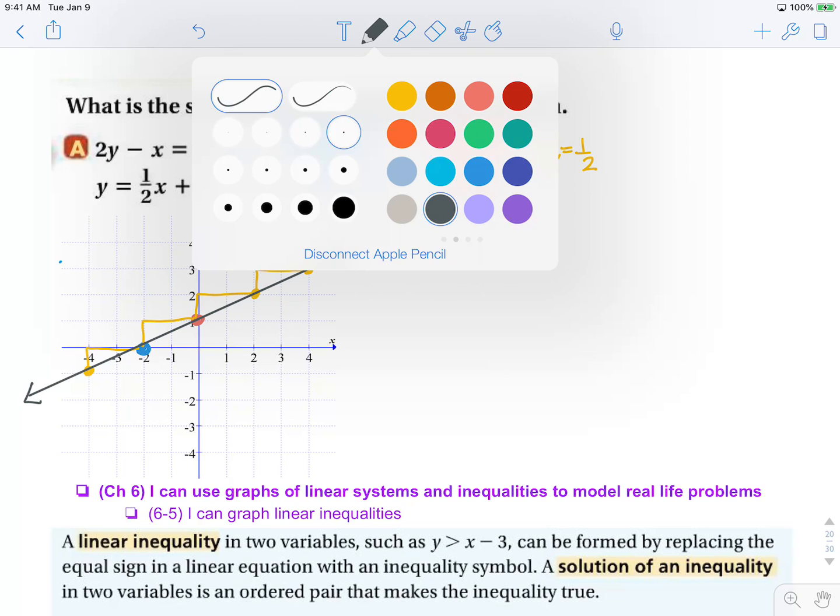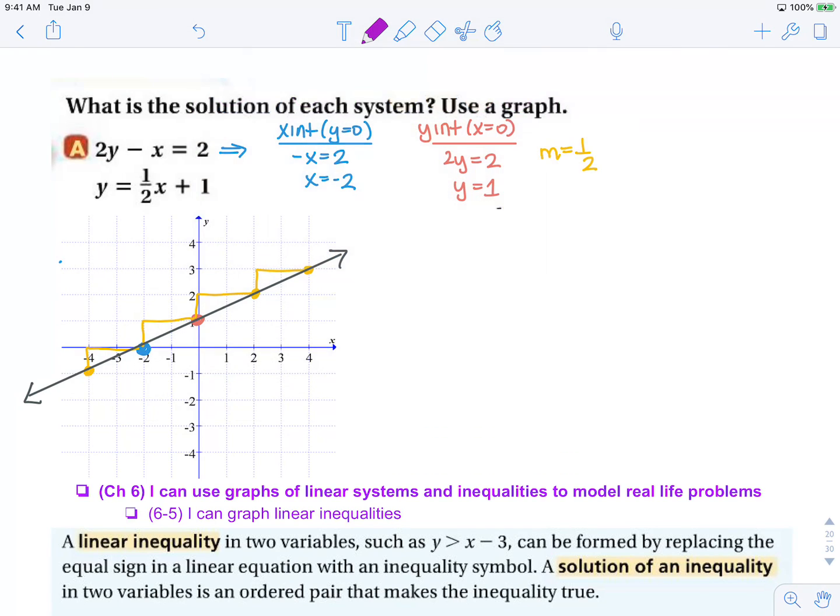So the second equation is in slope-intercept form. Looking at this equation, I see that my slope is 1/2 and that my y-intercept is 1. So if I start on my y-intercept at 1 and I go up 1 over 2, up 1 over 2, back 2, down 1, back 2, down 1, I notice that I graph the same line right on top of that previous line.